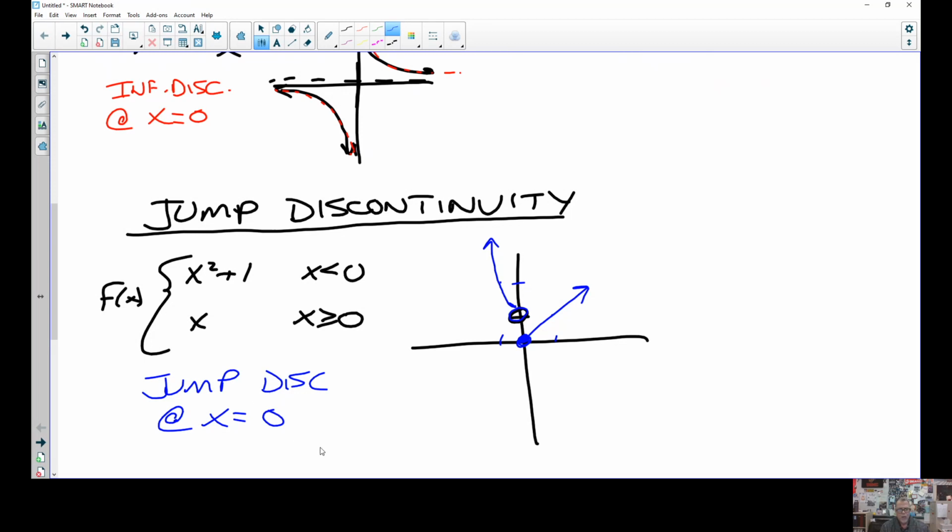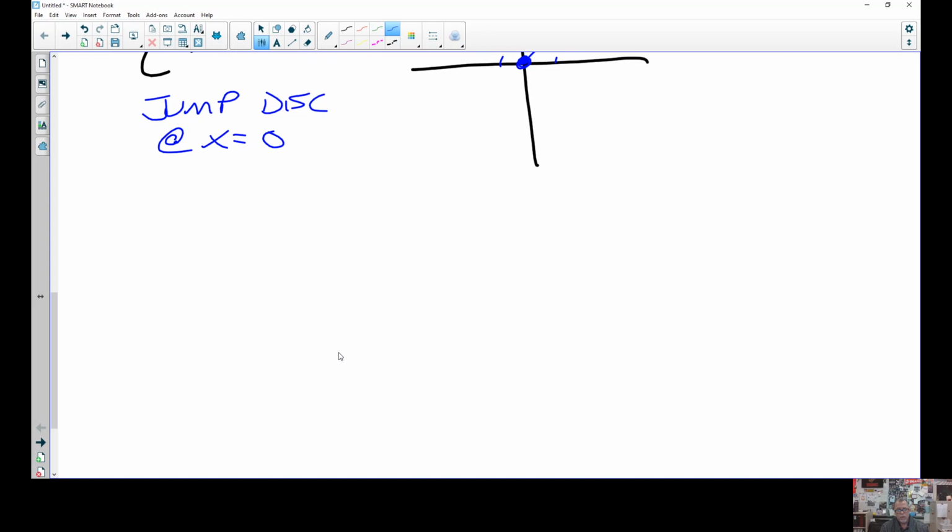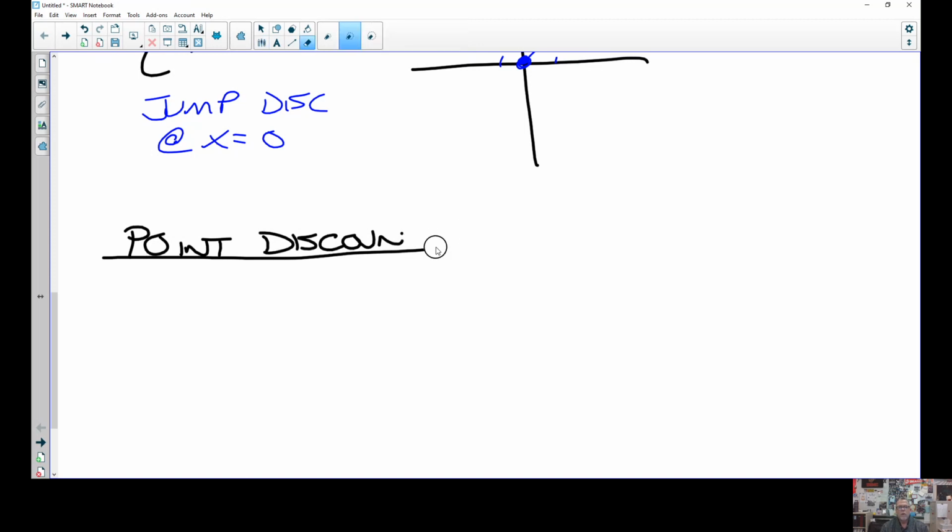All right, so the next one and last one that we're going to deal with is something that we in general call a point discontinuity. These are all about discussing continuity at a point. All right, so a point discontinuity we also know as a hole.